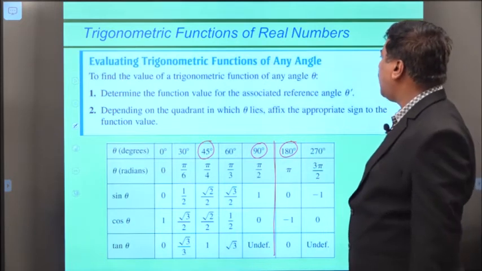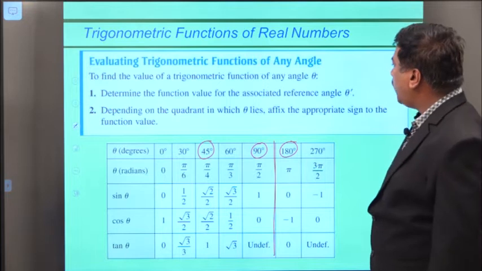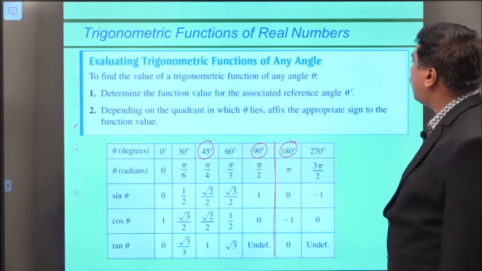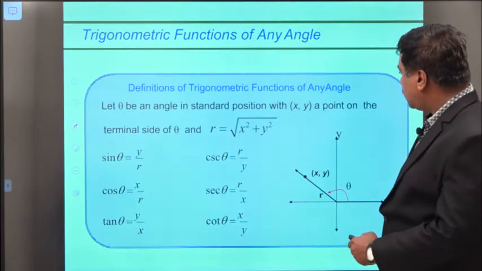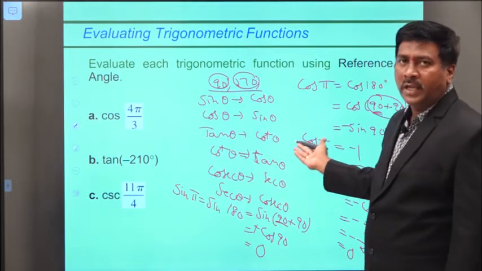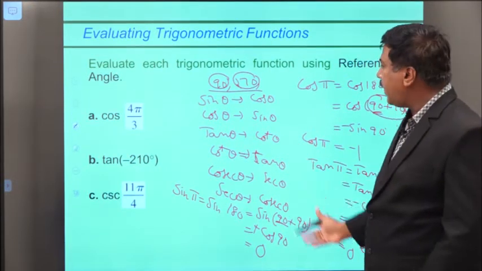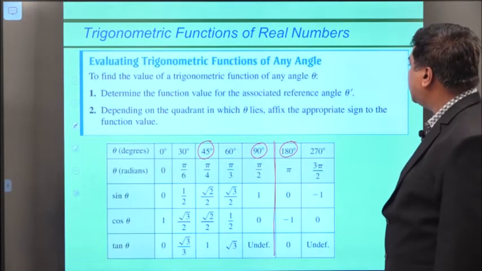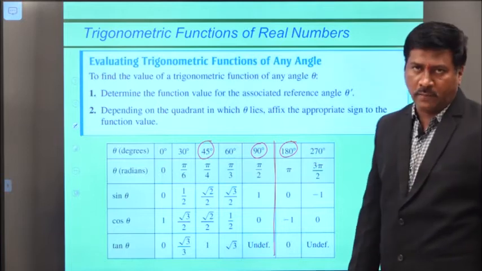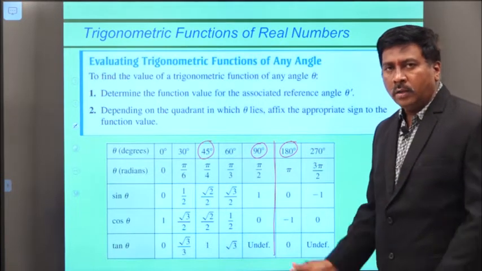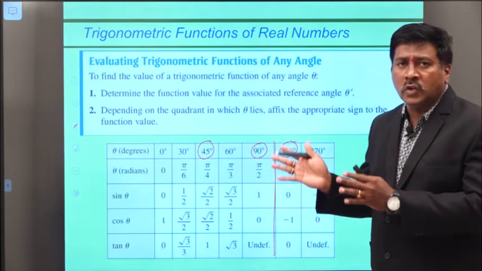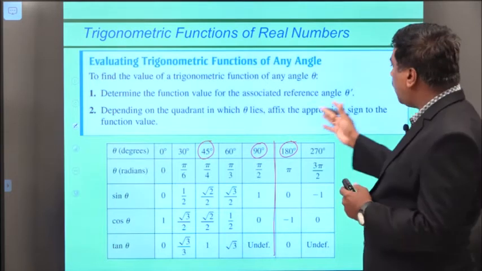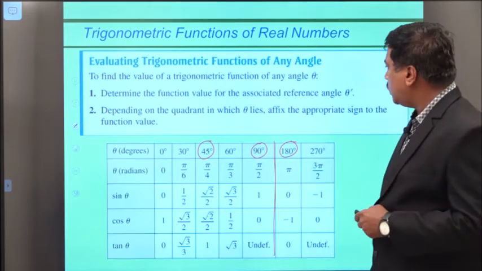Okay. Evaluate the trigonometric functions of any angle. To find the value of the trigonometric function of any angle theta, determine the function value for the associated reference angle. That is what you have to learn. So this is the theta, where it lies, and that means that is the reference angle you have to find. Depending upon the quadrant in which theta lies, affix the appropriate sign to the function value. So, depending upon the quadrants of the coordinate plane in which the trigonometric ratios appear, we have to find the sign of those trigonometric ratios.